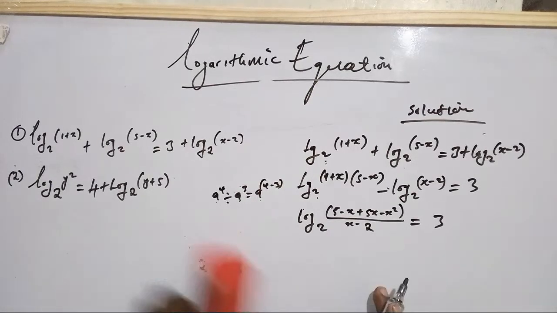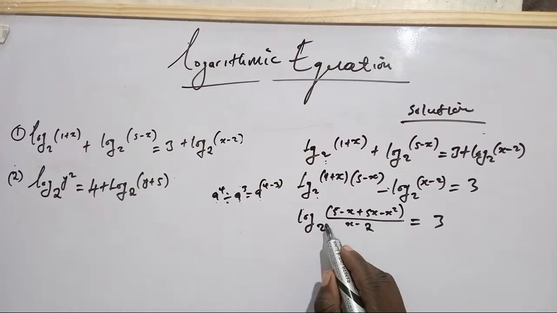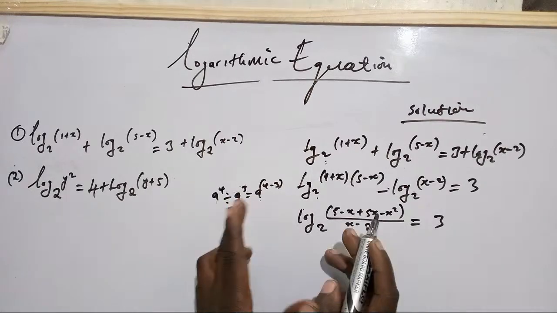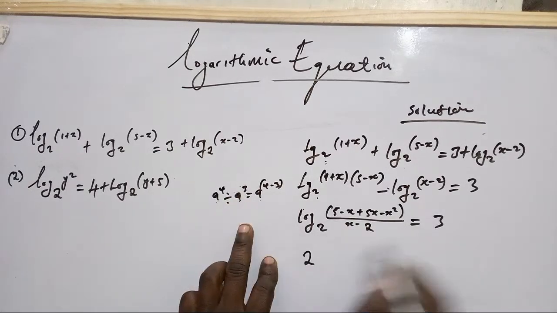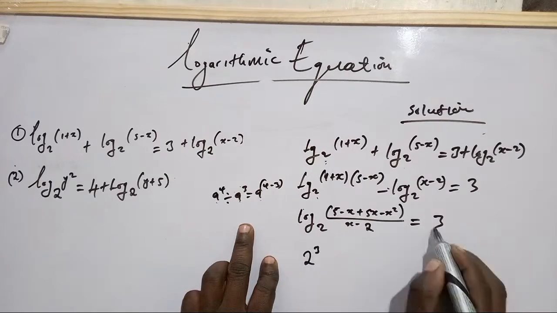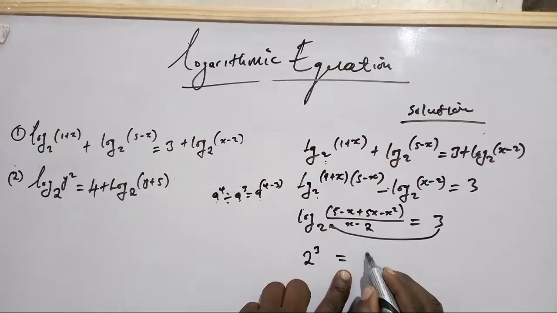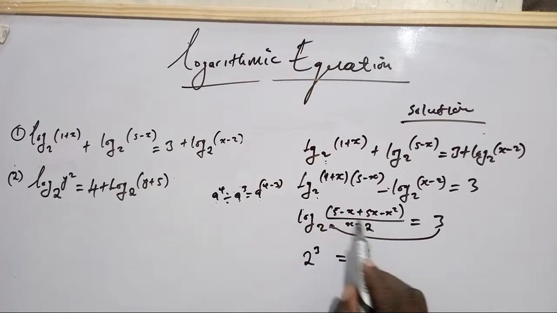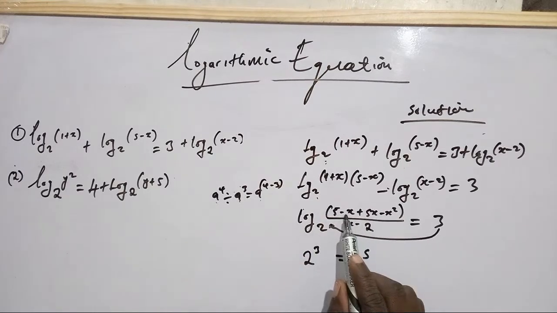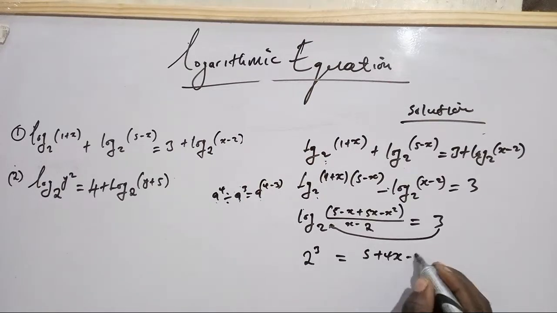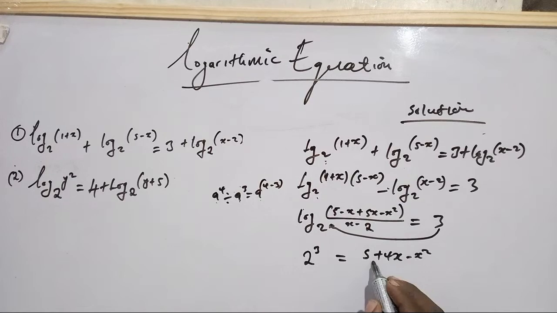So we are going to do the same even here. This 3 will come at the top of this one, and that's how we can cancel the logarithm. So we are going to have 2 to the power 3, which is equal to 5. Then let's calculate here: minus x plus 5x, you're going to have plus 4x, right? Then minus x squared, right? Then we are dividing by x minus 2, right?